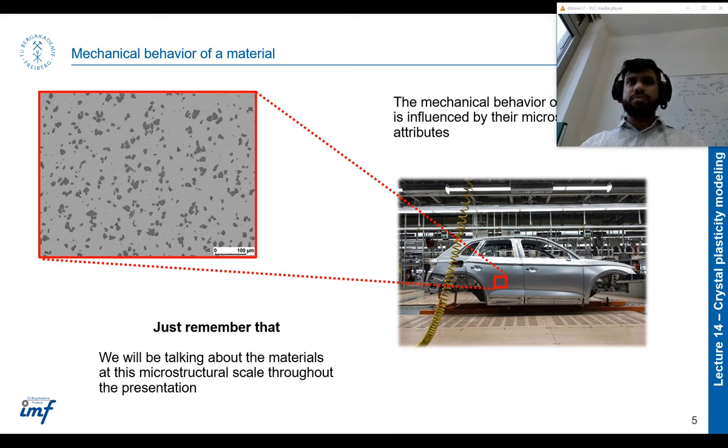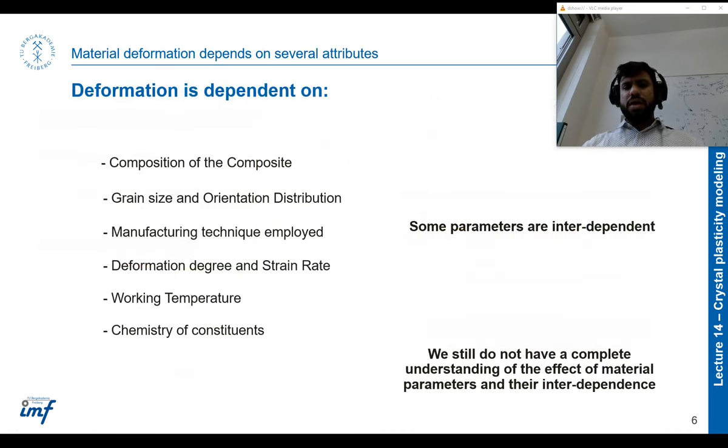So yeah, when we want to model a material at this scale, we want to see how the material depends on these conditions. The deformation of the material, as we know, depends on the composition of the material, the grain size, the orientation distribution, the manufacturing technique employed, deformation degree and strain rate, working temperature, and chemistry of the constituents. These are many different parameters which affect the overall material deformation behavior, and some of them are interdependent. We still do not have a complete understanding of the effect of material parameters and their interdependence. Therefore, we want to model materials in a way that we can predict how these microstructural changes will affect the material behavior.